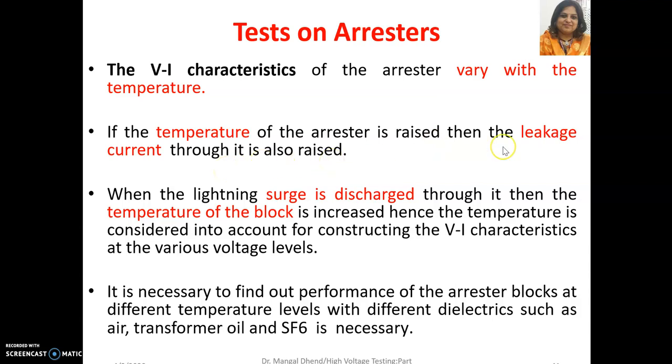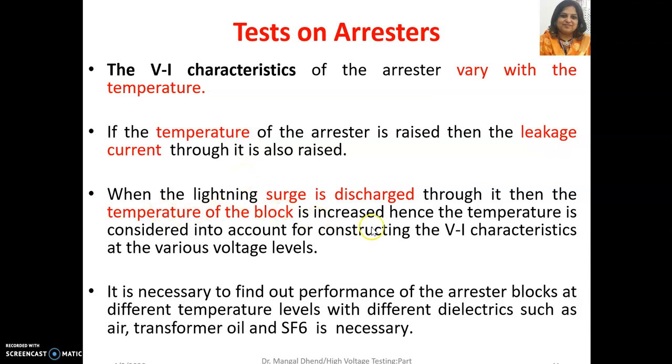Why? Because the resistance of the insulation will get reduced, and as the resistance is reduced, the current will also increase. You have to check this leakage current, because during normal operating condition, the current through the arrestor should be limited. It should not increase. So this VI characteristic is considered in the testing.